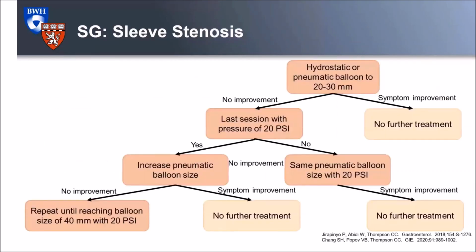Here's our algorithm of how to treat a sleeve stenosis endoscopically. As you can see, we start with a 30 millimeter pneumatic balloon and gradually go up on the pressure up to the maximum pressure of 20 psi. After that, we start going up on the size to 35 millimeter and finally 40 millimeter pneumatic balloon.